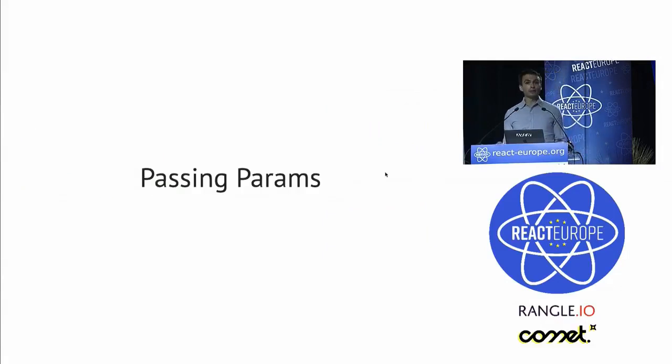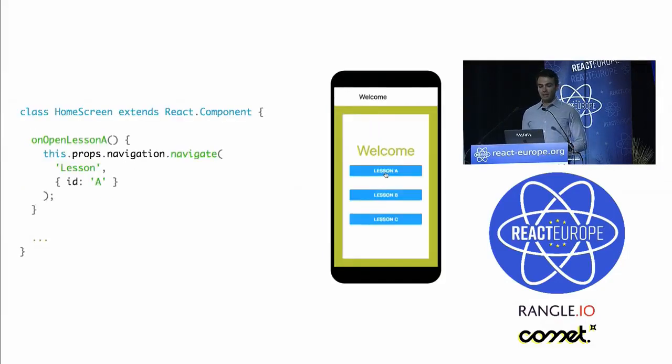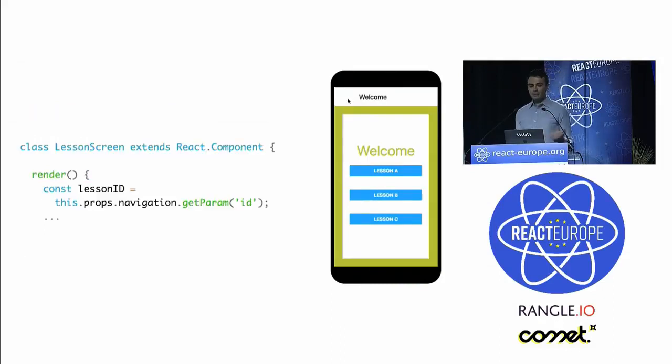Now, it's pretty important to be able to pass params to different screens, because in our example here, there's one lesson screen, but it can handle multiple lessons, lesson A, B, or C. So here, we can pass a second argument to navigate, an options object. And then next, on our screen, we need to be able to consume what our ID is. So inside of our lesson screen, we can see what the param is by calling navigation.getParam.